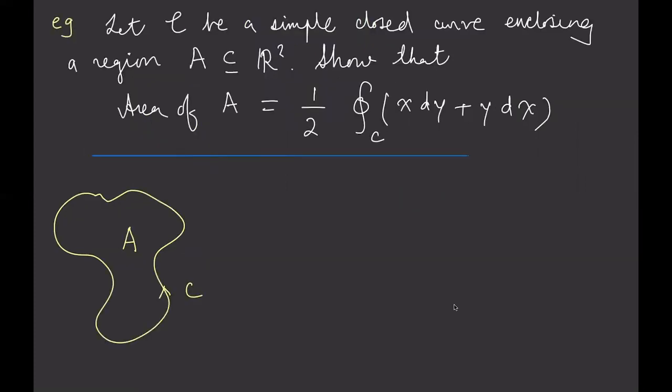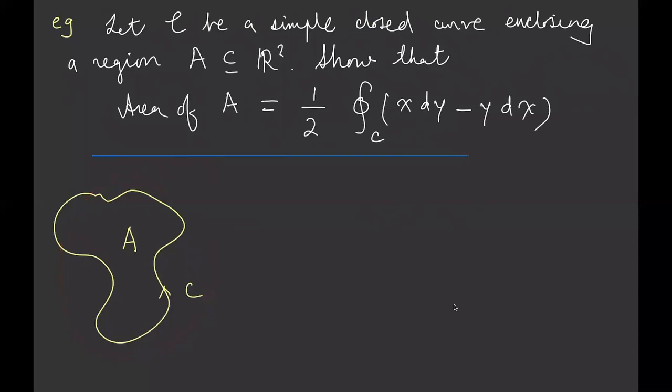So let's do this example first, and this is a fairly classical example related to this. So there's a little error here. Okay, that's a minus sign. And so let's see, C is a simple closed curve enclosing a region A, which is a subset of R2. So here's the picture that we're talking about.